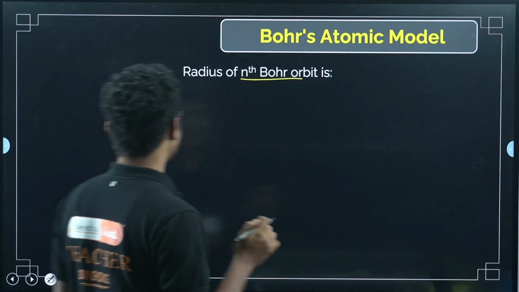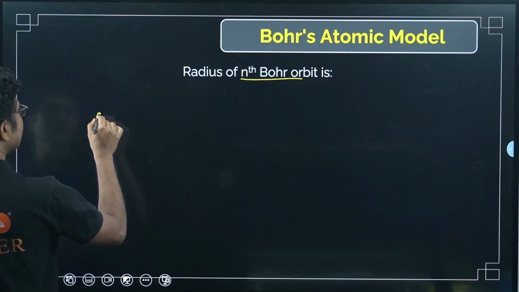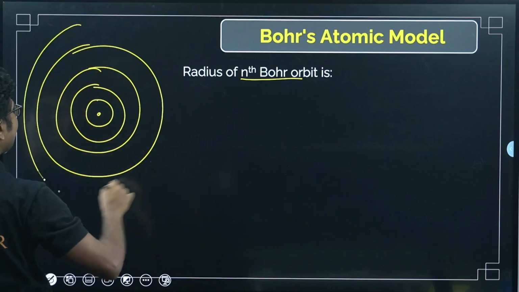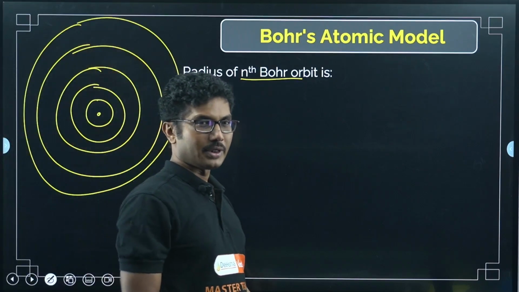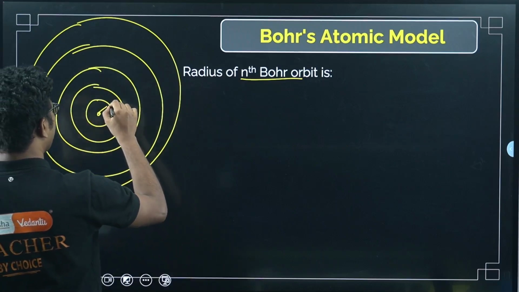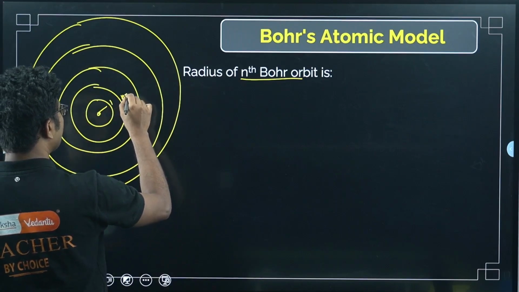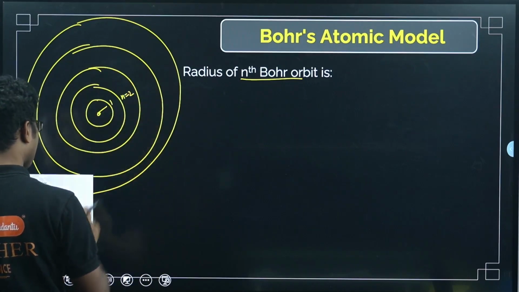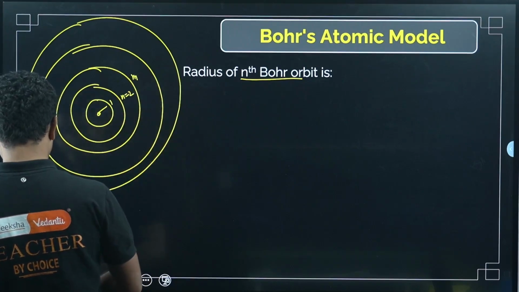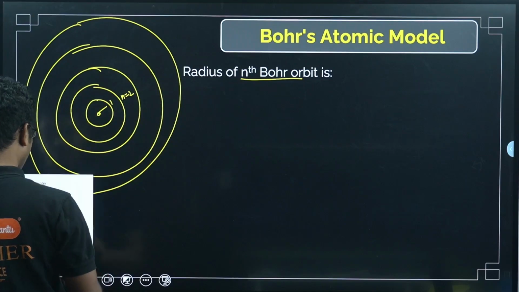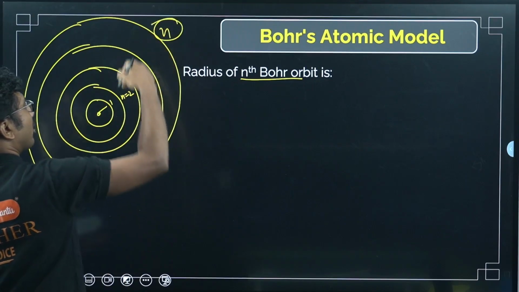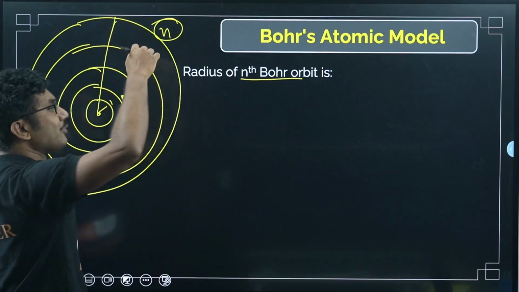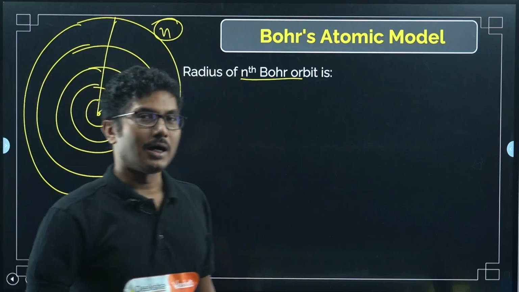So what does the nth orbit mean? Suppose there is a nucleus with orbit 1, orbit 2, orbit 3, orbit 4. There are multiple orbits, and an infinite number of orbits are possible, right? Suppose this is n equals 1, this is n equals 2. This is called the quantum number, if you have studied that in your chemistry class. n equals 3, n equals 4, like that. For some arbitrary orbit n, what is the radius? If you put the value of n correctly, you can get all the orbits.